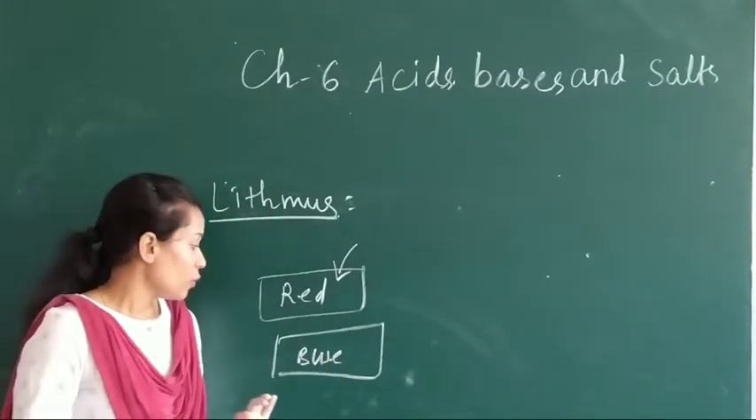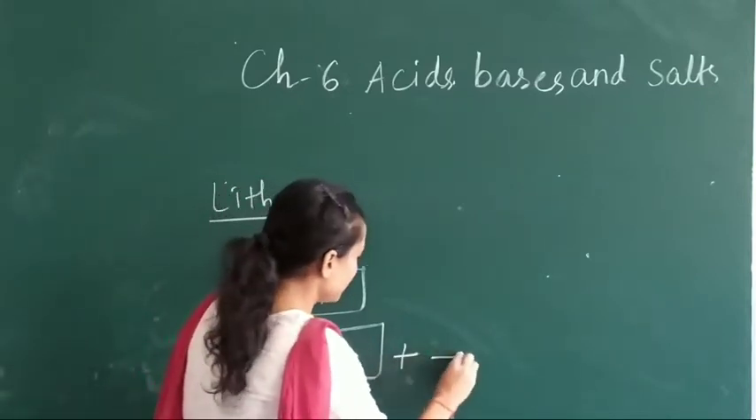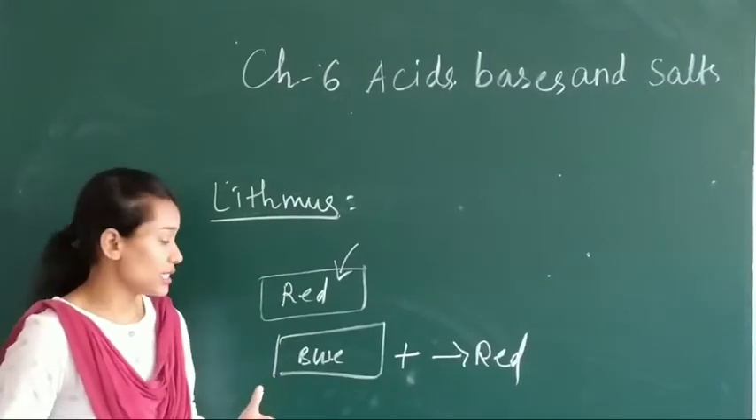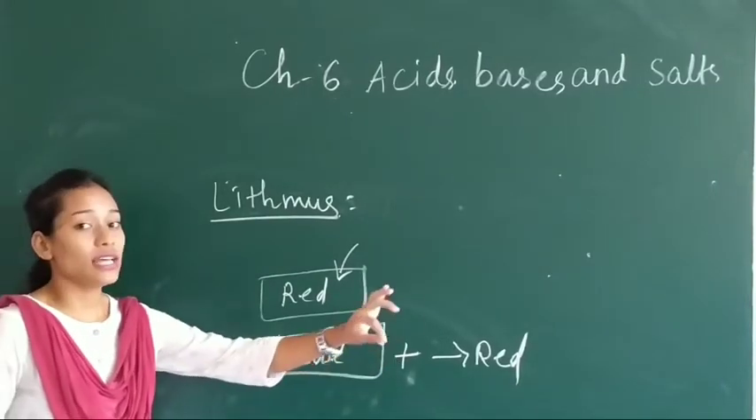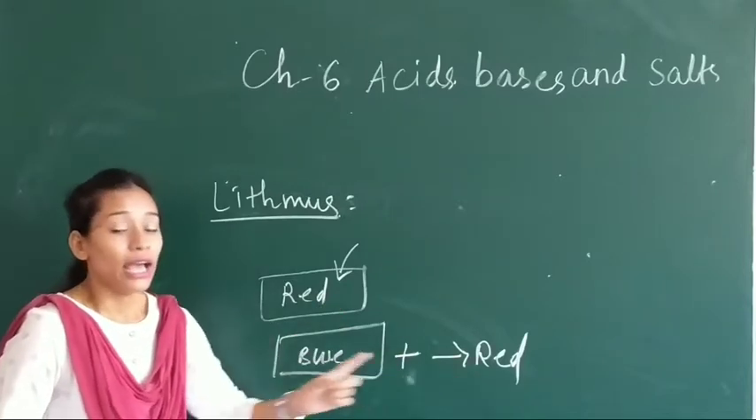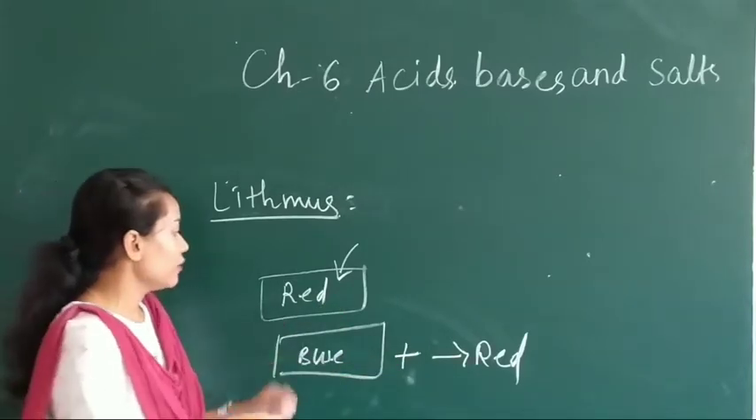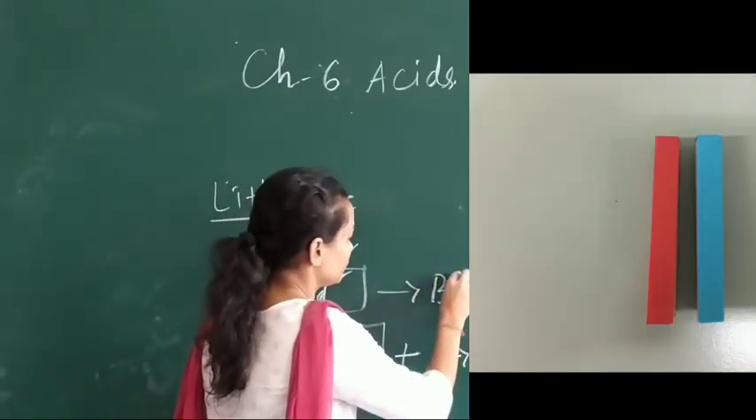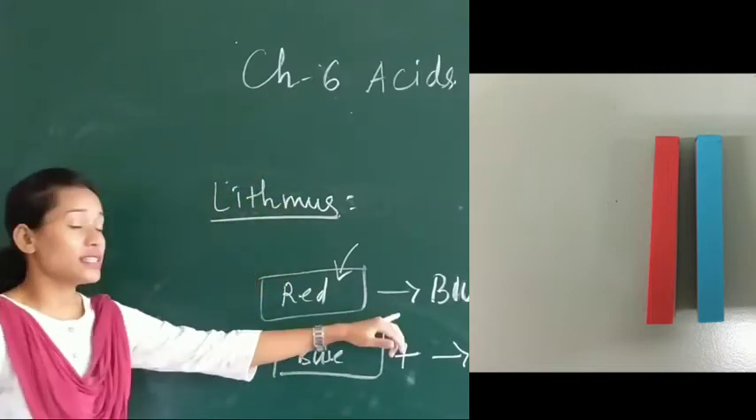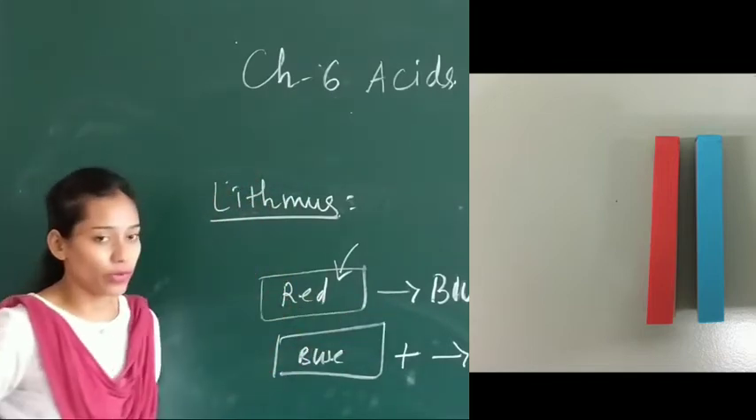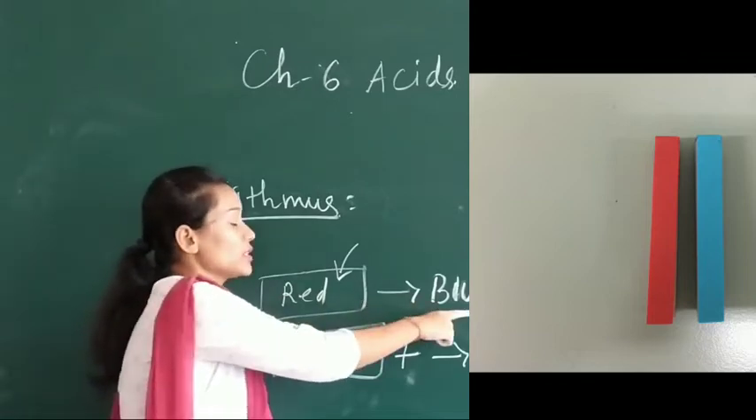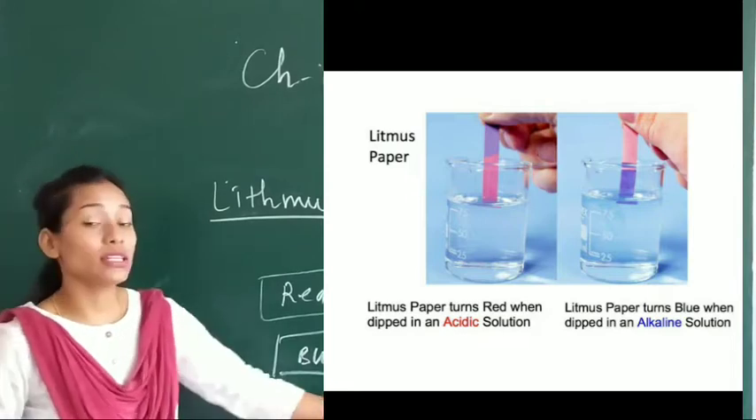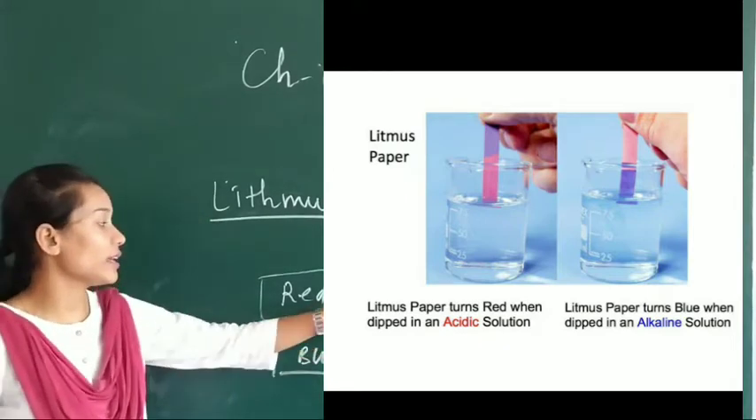If the substance is acidic, what will happen? This blue litmus will turn red. When the substance is acidic and we put blue litmus in it, it will turn red. And when the substance is basic, what happens? The red litmus will turn blue. Keep in mind: the acidic substance turns blue litmus red and the basic substance turns red litmus blue.